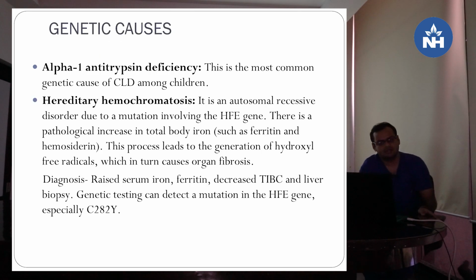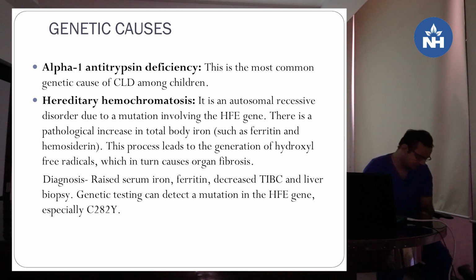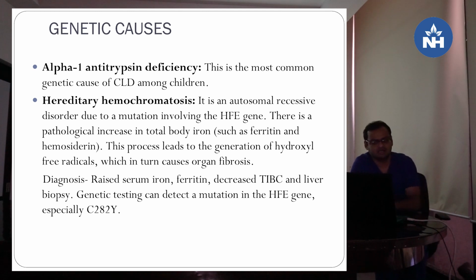Among genetic causes, there is alpha-1 antitrypsin deficiency, which is the most common genetic cause of CLD among children, and alpha-1 antitrypsin deficiency will be found. Hereditary hemochromatosis and Wilson disease are another two genetic causes of chronic liver disease.